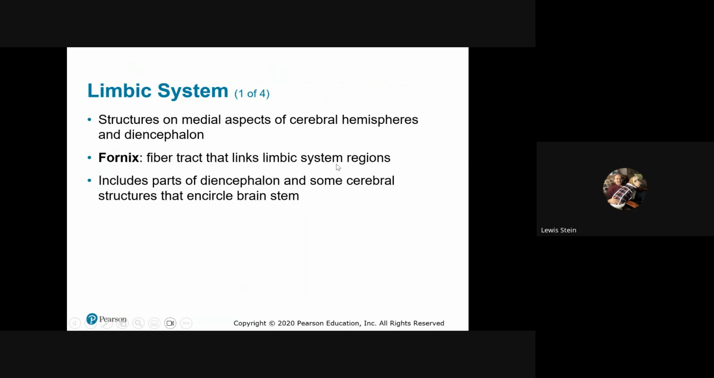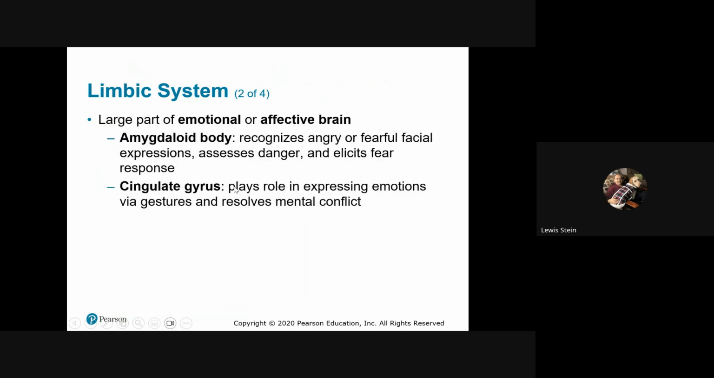When you open that brain in half like you're opening a book, on the outside is one, but the interior, we call the medial aspect, the part that's right against the midline, is where that limbic system is. And it includes cerebral structures and circles the brainstem, parts of the diencephalon, the big ones, okay, the amygdaloid or amygdala body, angry or fearful facial expressions, assesses dangers, less severe response. This is associated with rage. The amygdala or amygdaloid body, either term is used, okay.